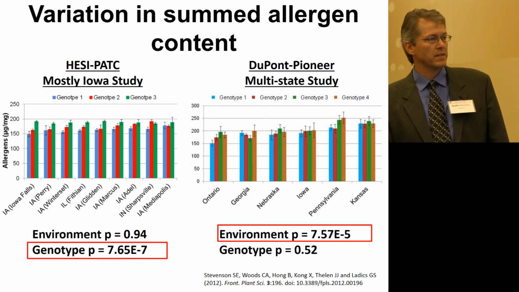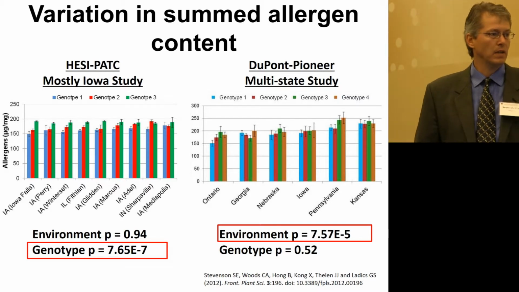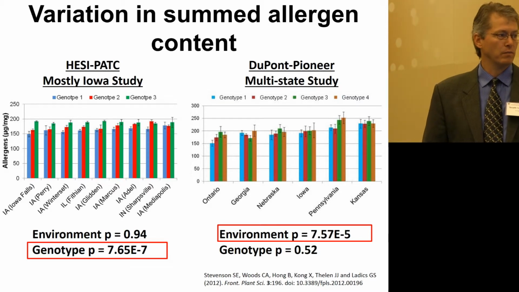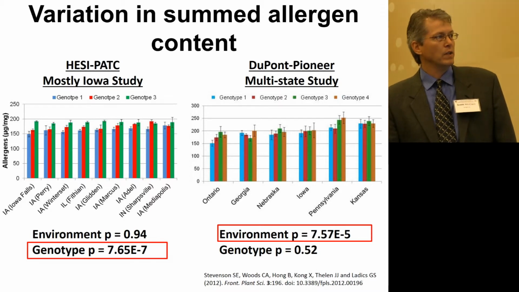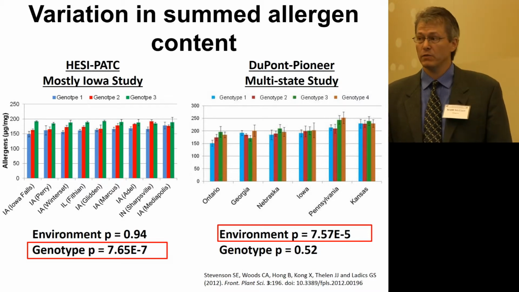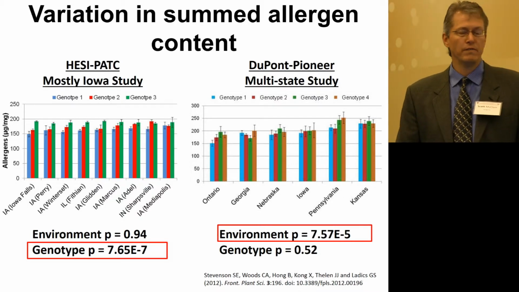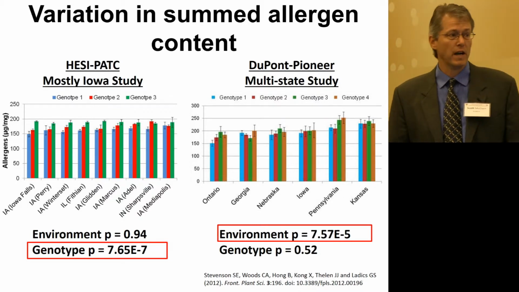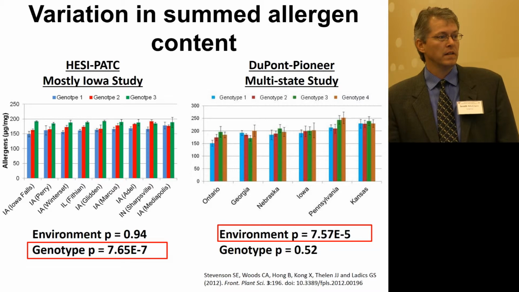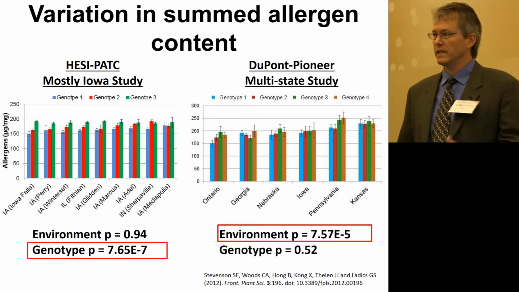But you see the 9 sites here and the 6 sites in the multi-state study. And if you did nothing but use a statistical measure of variability, when you're isolated regionally, the genotype was, this is a negative number here, so the p-value was very significant. If your samples are spread out geographically, the environment accounted for the differences.